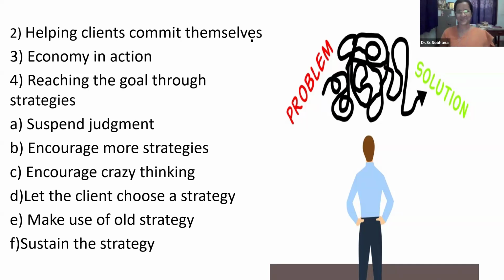Then encourage a little bit of crazy thinking also, because clients have a tendency to go on one road. We as counselors look at the different roads where we can reach our goal, in different ways. So a little bit of crazy thinking, maybe a little bit of creative thinking, is needed. Then let the client choose a strategy.